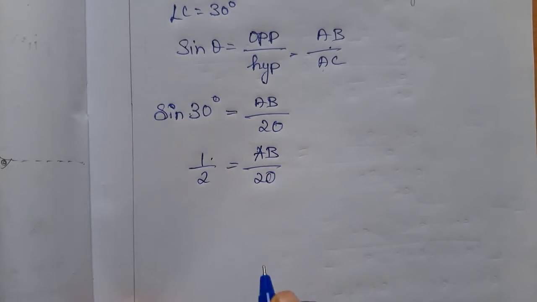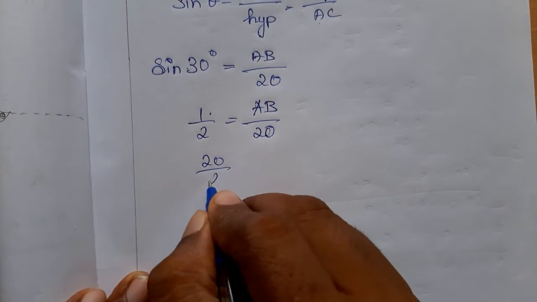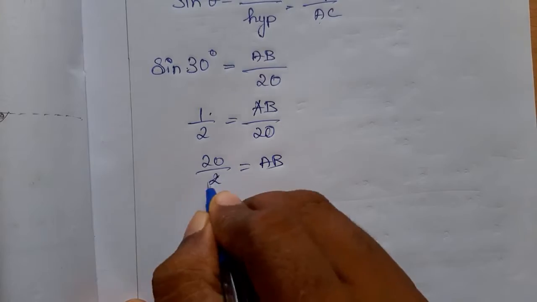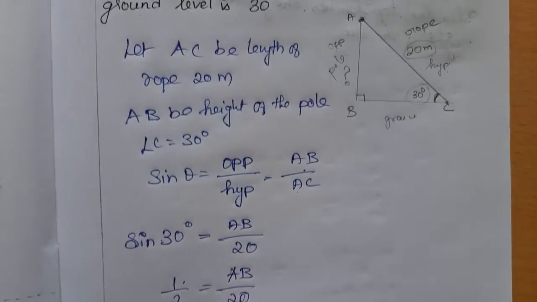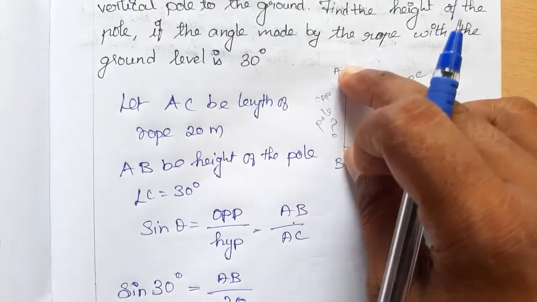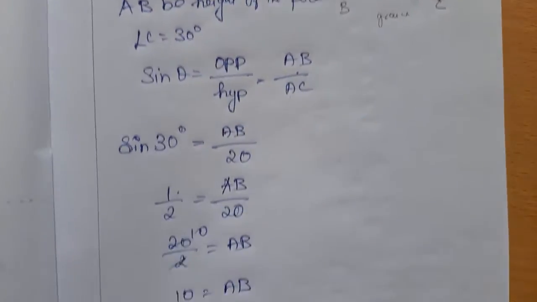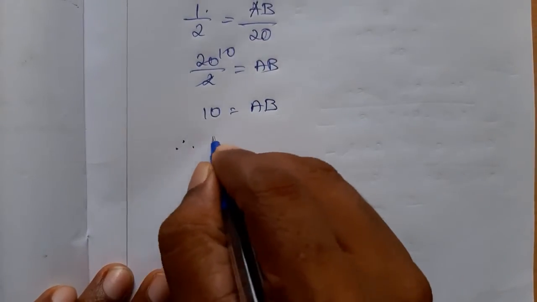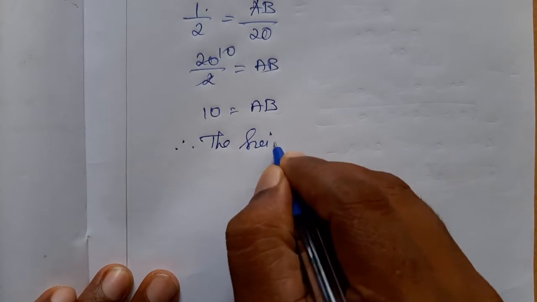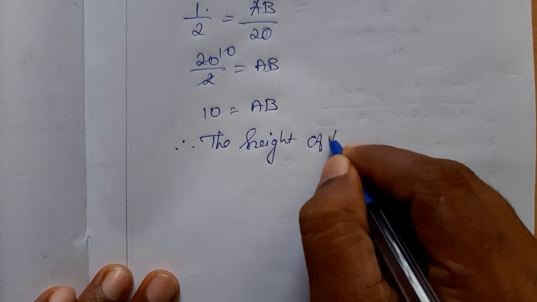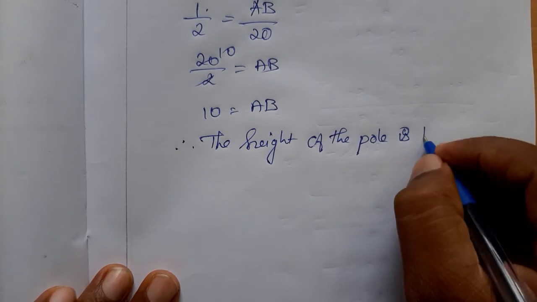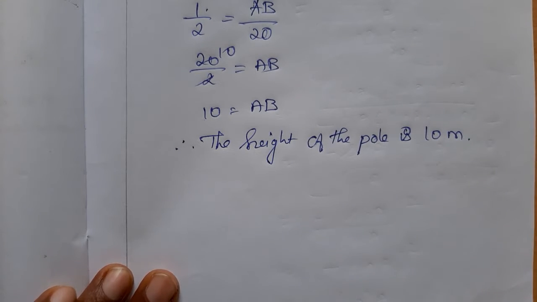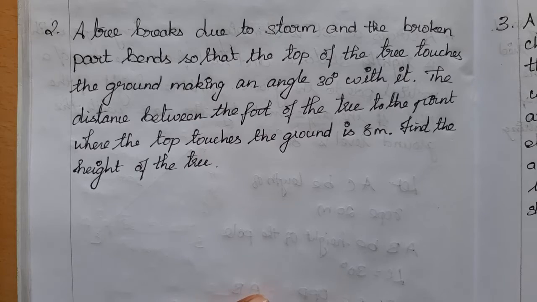Let me bring it here, it will become multiplication. So 20 divided by 2 is equal to AB. It's 10. So 10 is equal to AB. So the height of the pole is 10. We have to mention the unit. The unit is meter. Therefore, the height of the pole is 10 meters. Clear? So here we go for the next problem.